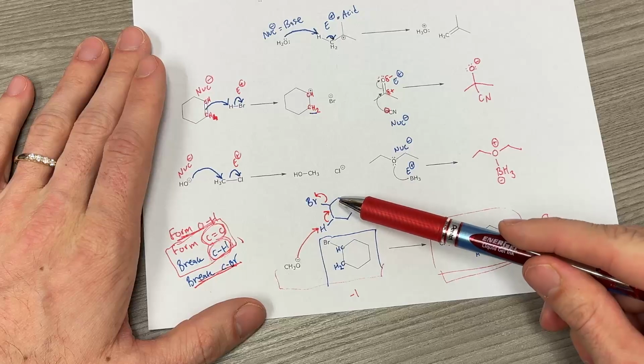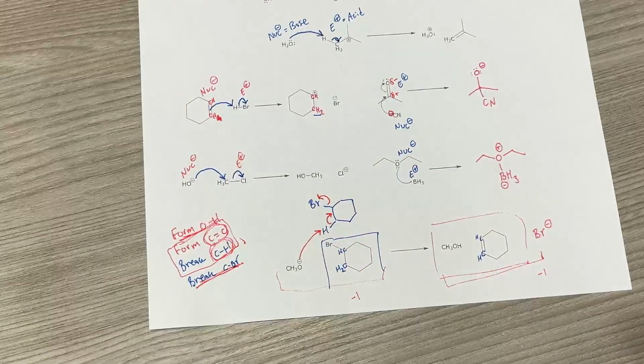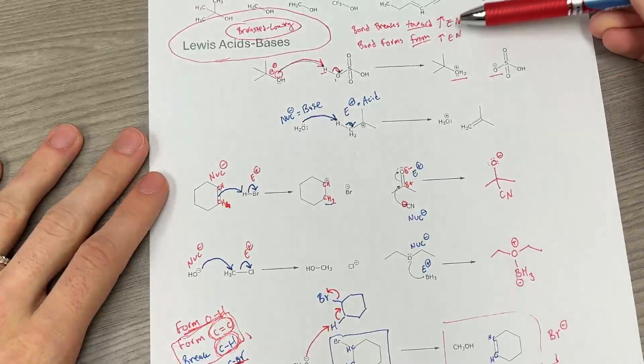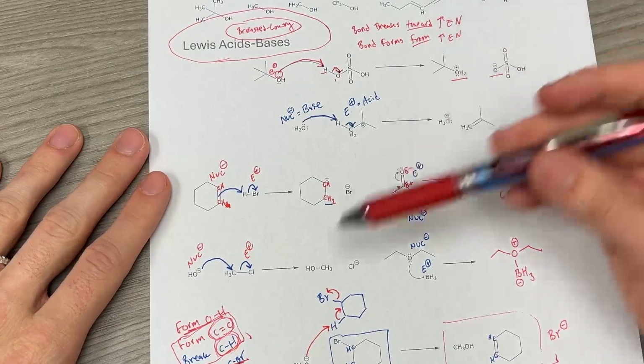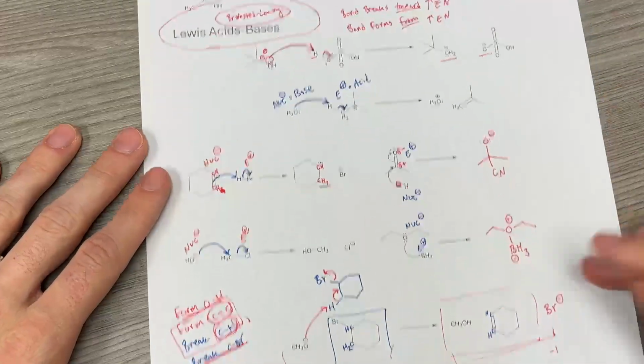My arrows all agree with the bonds that need to break and the bonds that need to form. And the direction of those arrows follows electronegativity rules.